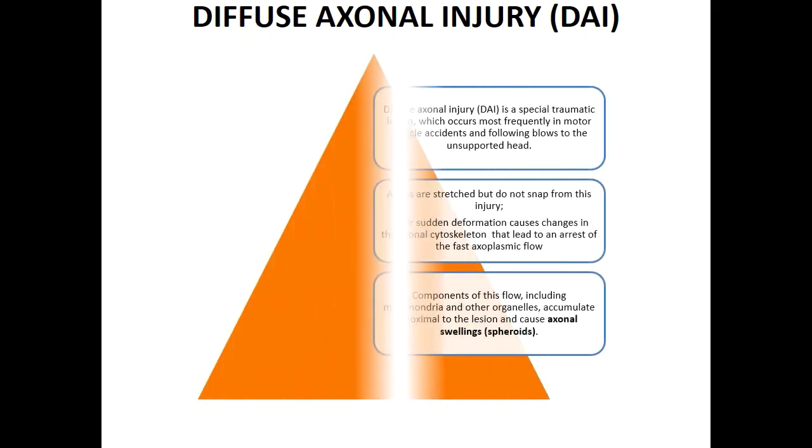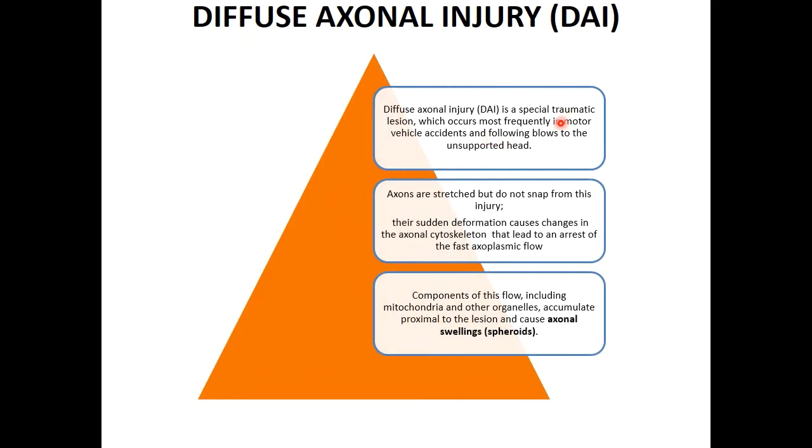Now coming to what is diffuse axonal injury. Now, diffuse axonal injury is a special traumatic lesion which occurs most frequently in motor vehicle accidents and following blows to the unsupported brain. Axons are stretched and do not snap from this injury. Their sudden deformation causes changes in the axonal cytoskeleton that leads to a characteristic arrest of the fast axoplasmic flow. The components of this axoplasmic flow include the mitochondria and other organelles which characteristically accumulate proximal to the lesion and cause characteristic axonal swelling or formation of axonal spheroids.